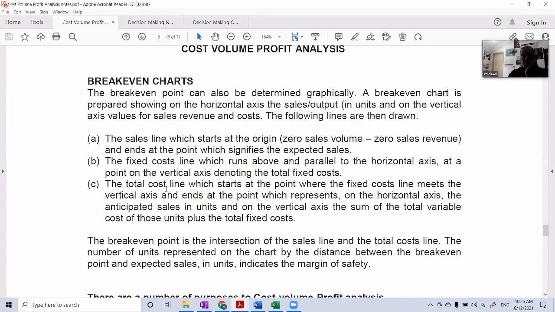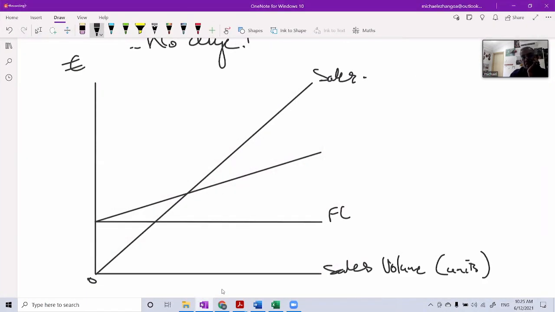And then total cost starts at the point where the fixed cost line meets the vertical axis. Long explanation, but in simple English, this one is total cost. It starts from the point where fixed cost starts. But of course, total cost is rising because the difference between total cost and fixed cost is variable cost. I'm sure you've done this before at an earlier level.